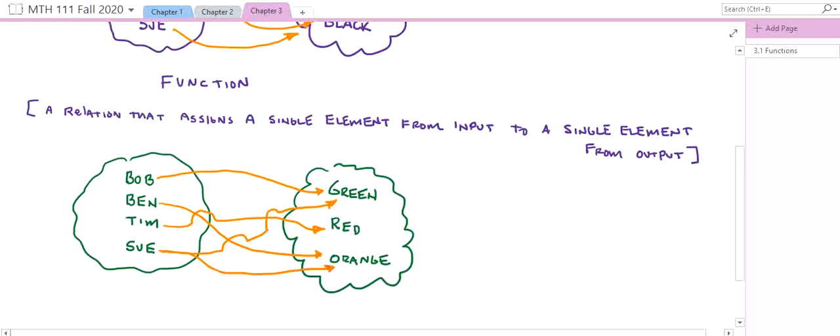So she has two for her input as Sue. The input of Sue has two outputs. This is not functional. Not a function.